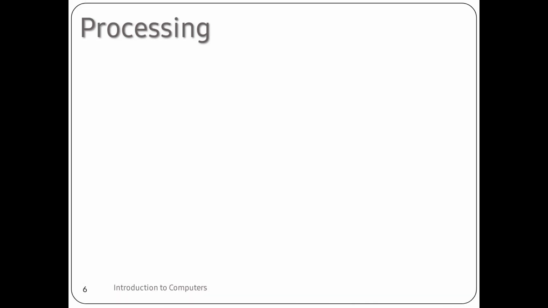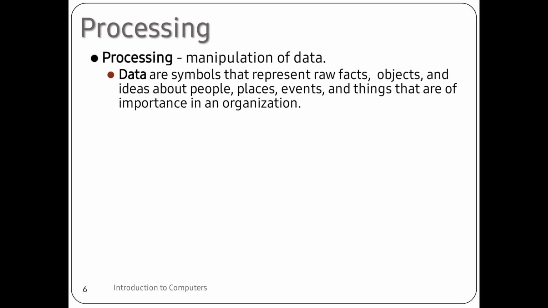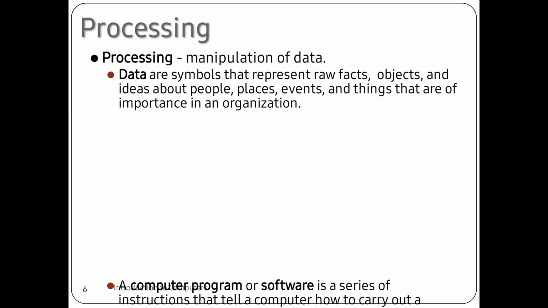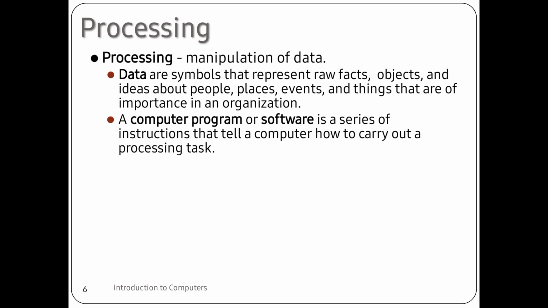Processing, which is the second step, is the manipulation of data entered. Data are symbols that represent raw facts, objects, and ideas about people, places, events, and things that are of importance in an organization. A computer program or software is a series of instructions that tell a computer what to do or how to carry out a processing task.